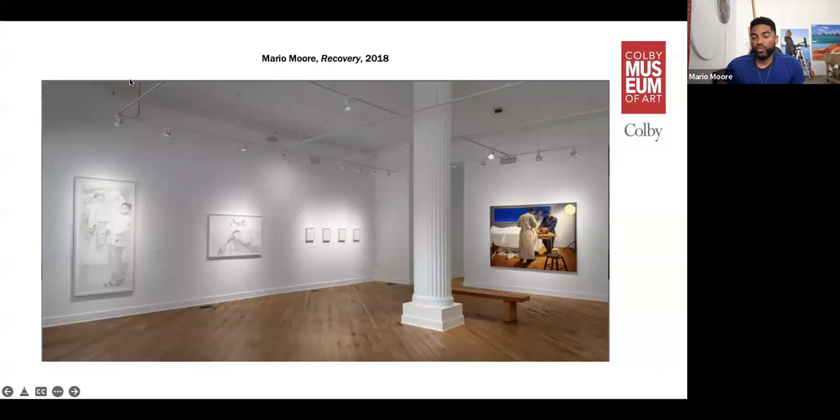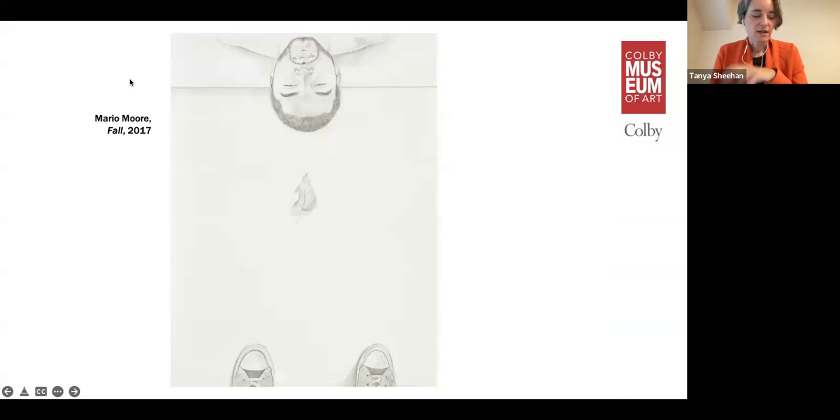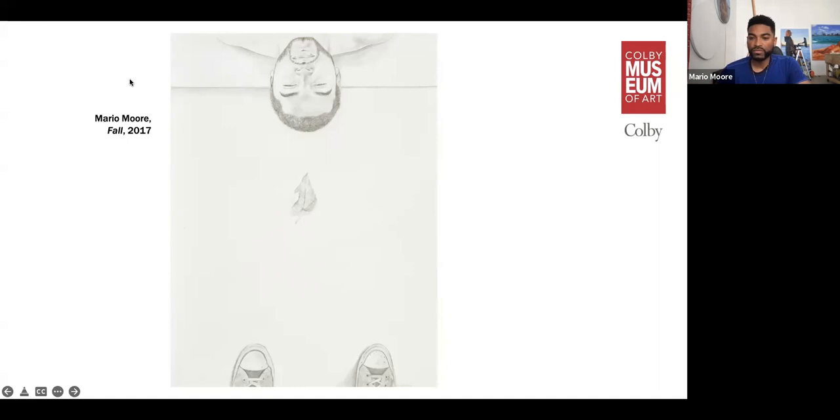Okay, so thinking about all of that in relation to Fall. There's a really fine line, especially in works like this one, which is a self-portrait, where you use your own body, where there's a fine line between this concept of Black rest and an image of Black death. Can you talk to us a little bit about that, maybe through this image?